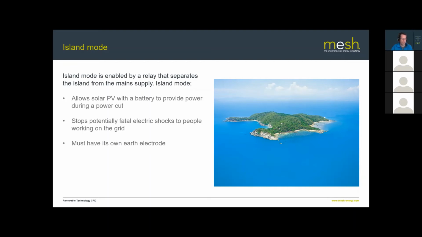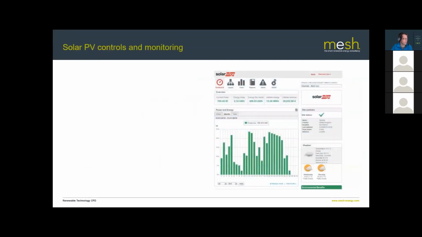Because there's electrical separation between the installation and the electricity grid, you have to have your own earth electrode, so that the system is completely separate.